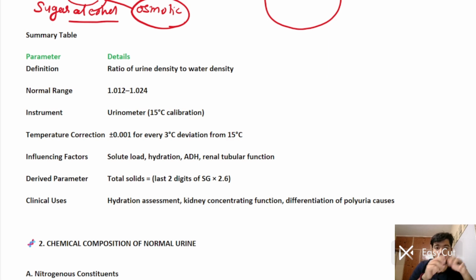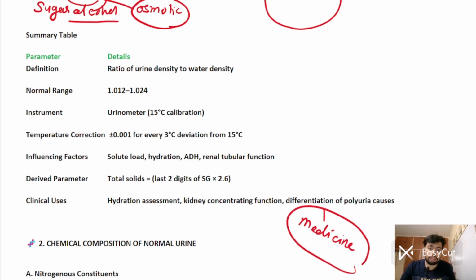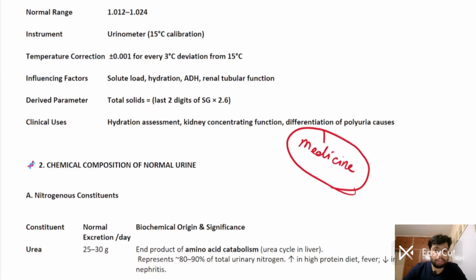As a derived parameter, you can take total solids. How will you calculate? I have already discussed. Clinical use is for hydration assessment, kidney concentrating function, and differentiation of polyuria causes, and you will be learning this in medicine classes. There are so many causes of polyuria, and you will learn this in medicine classes. Clear? Right, now let us go into more detail.